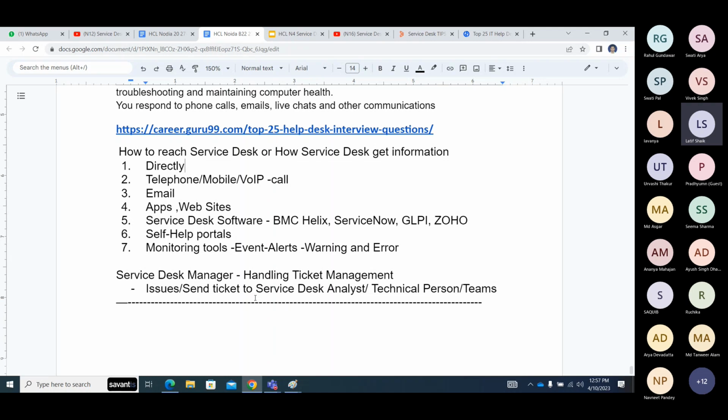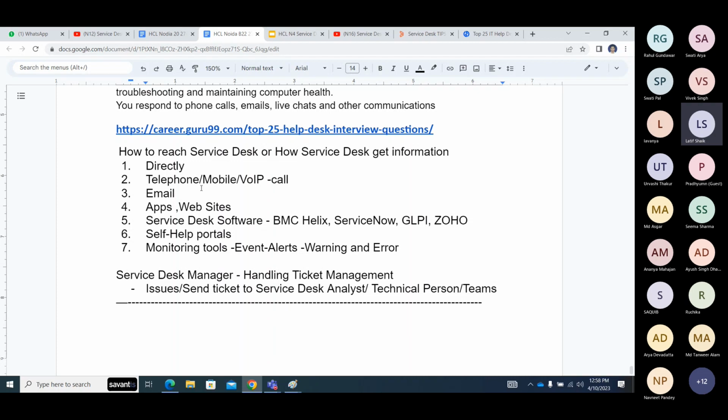To reduce the downtime or give an on-time response to the customer, you have to reach the customer. Directly, for example, I'm in our office and my service desk is in the same office, so I can go directly, no problem. Sometimes I go through the telephone or mobile calling. If it is international, we can do voice or IP calls. Telephone calls, mobile phone calls, voice or IP calls, we can do it.